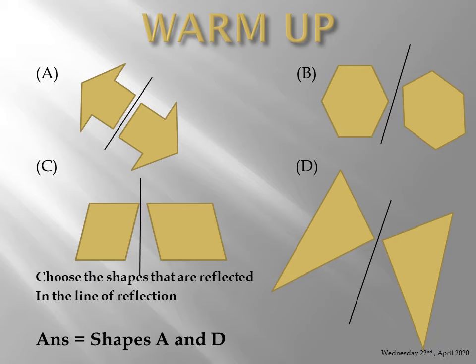Shape B has changed. Even though the line of reflection is bent, the shape has kind of increased or changed its form. Okay, and shape C has increased in size. The second reflection has increased in size, so we cannot say it is properly reflected. But look at D. D is just the same way that the first one is. So we can say shapes A and D are properly reflected in the line of reflection.